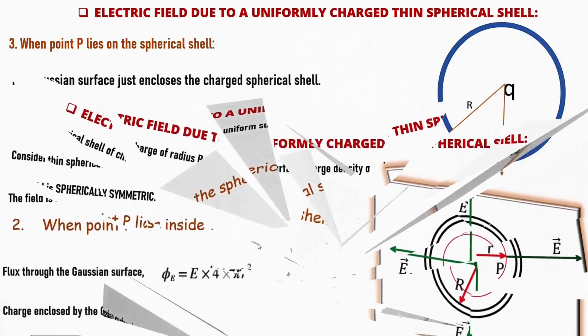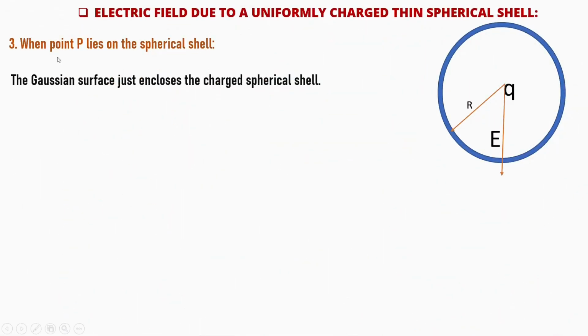Now our next case is when the point P lies on the spherical shell. This is a very simple case. Here the charge is spread on the shell, with uniform surface charge density sigma, spread entirely on this sphere. So we have to choose a Gaussian surface which just encloses the charged spherical shell.